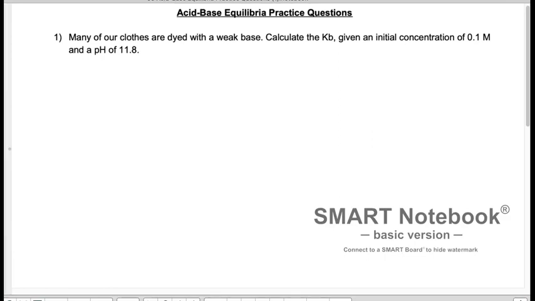Let's review some concepts we learned from the last lesson. For example, many of our clothes are dyed with a weak base. We need to calculate the base dissociation constant given the initial concentration and the pH of the solution.